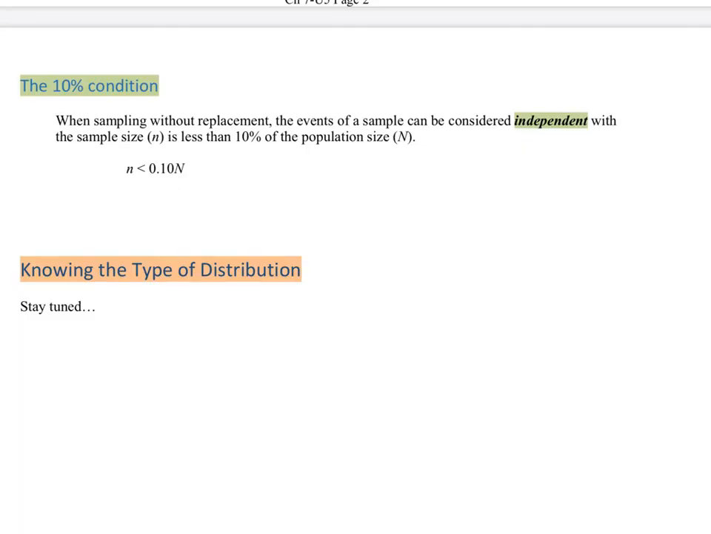And then in order to really be able to evaluate a sample, we need to know what type of distribution it is, whether it's normal, whether it's binomial, whether it's uniform or whatever. And well, there's more to come on that. But those are some key introductory pieces.